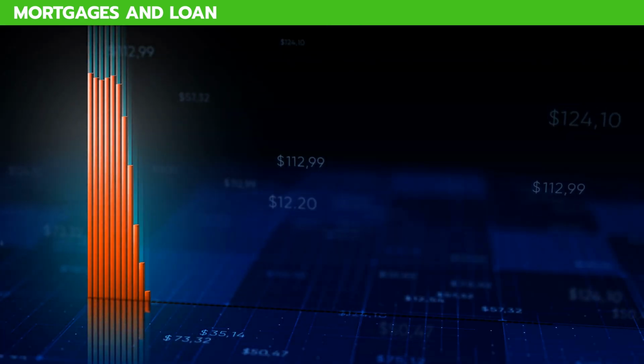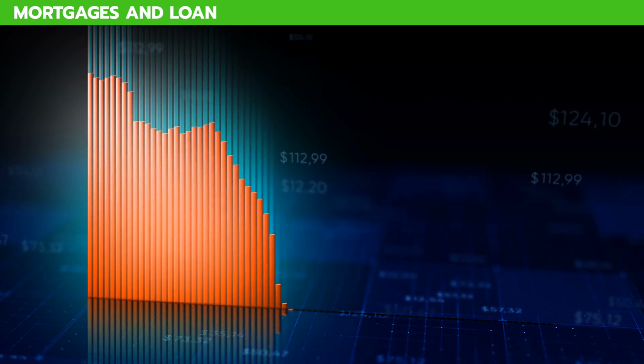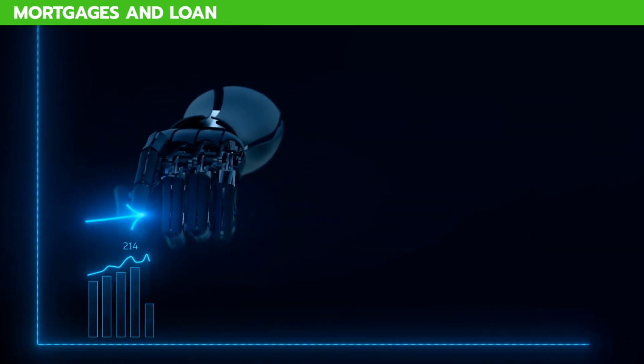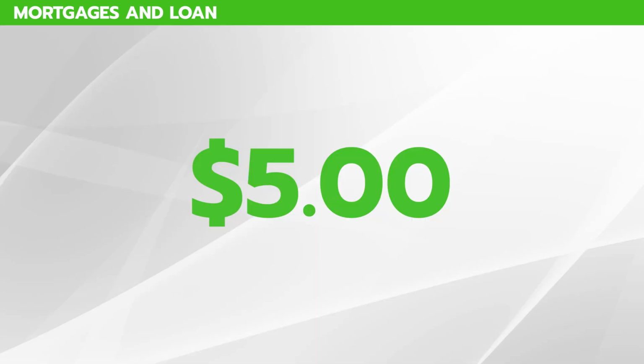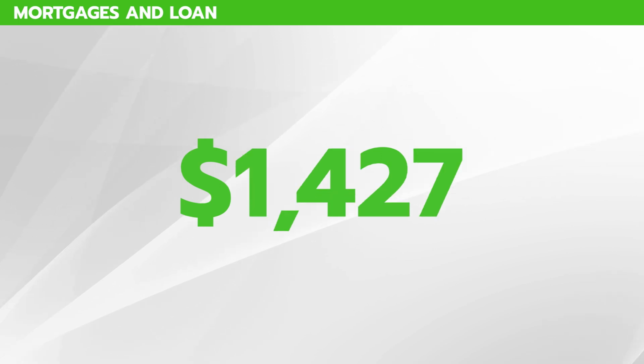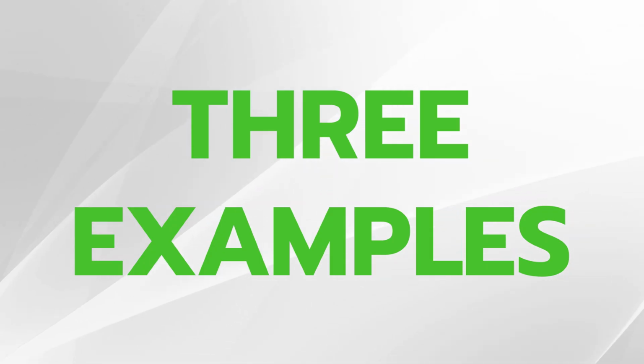So, since your interest is slowly, and I mean slowly, going down, your principal is also very slightly going up. Even the last payment you make in this 30-year period will be $5 toward your interest and $1,427 toward your principal. So, now that you understand how it works, let's look at 3 examples.